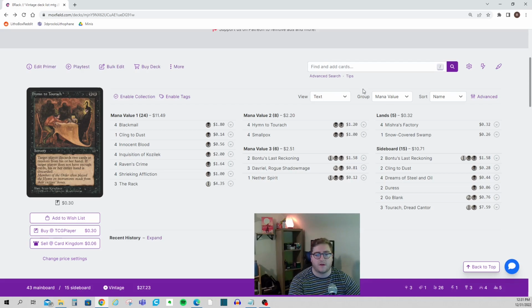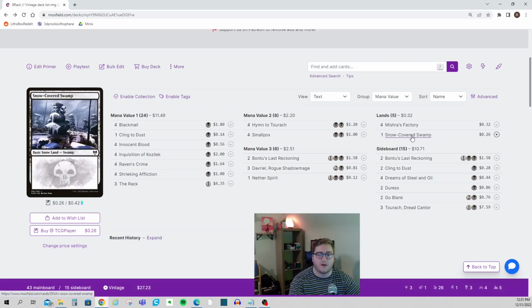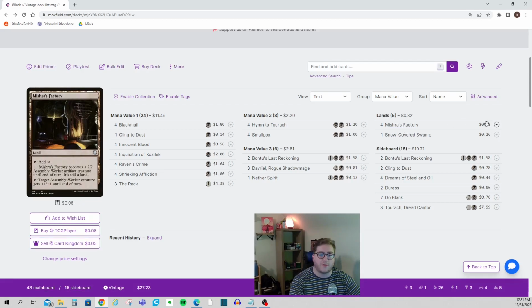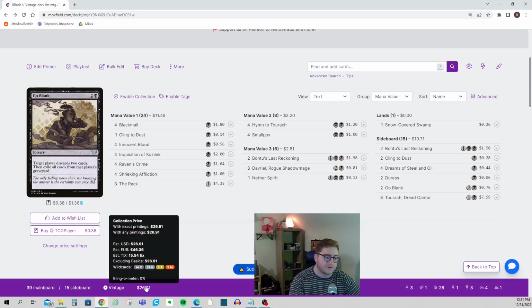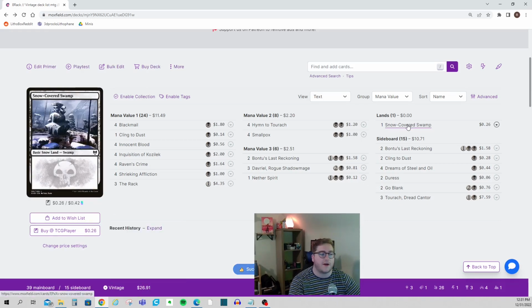Now, one thing to talk about, they will always count non-basics, by the way. So Mishra's Factory is being counted. It's 32 cents for the 4 of them. We removed it. Our price dropped. So non-basics are counted. Now, let's talk snow basics.